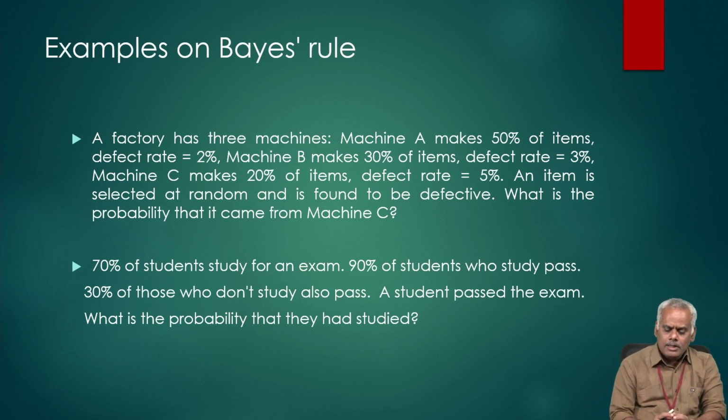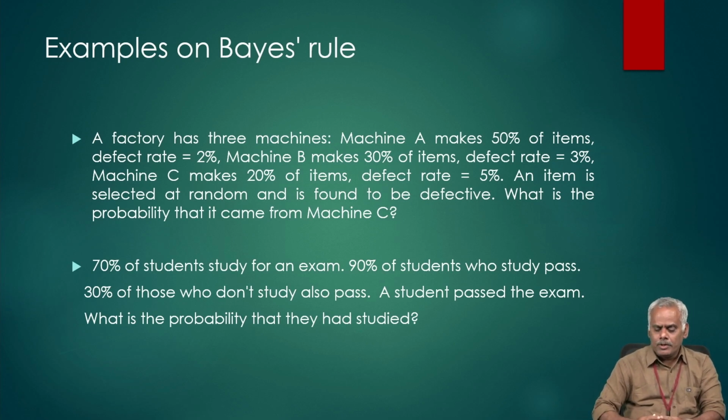Now, a factory has 3 machines. Machine A makes 50% of the items with the defective rate of 2%. Machine B makes 30% with the defective rate of 3%. Machine C makes 20% with the defective rate of 5%. An item is selected at random and is found to be defective. What is the probability that it comes from machine C? If you observe, machine A makes 50%, machine B makes 30%, machine C makes 20%, and the defective rate is 2%, 3%, and 5%.